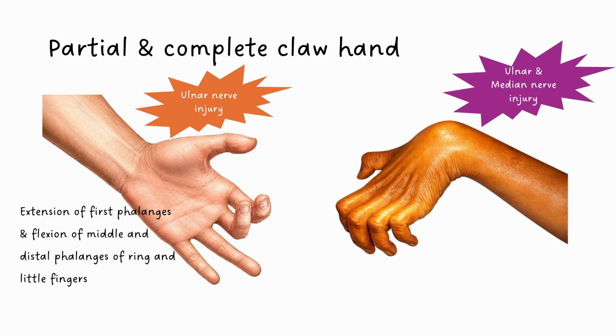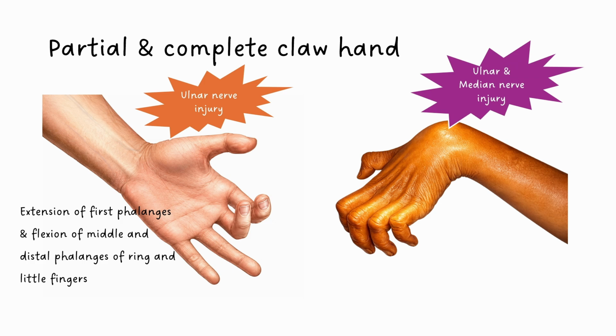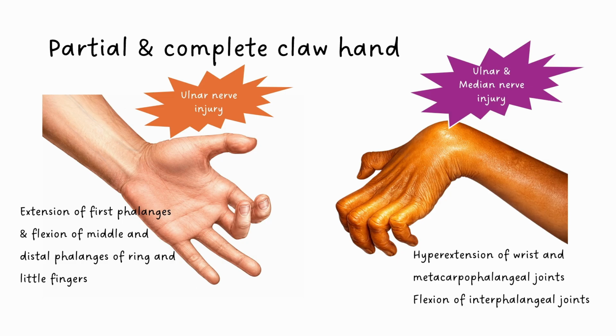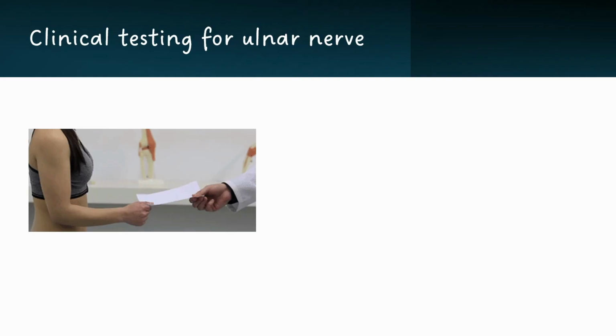Whereas complete claw hand is a combined ulnar nerve and median nerve injury. So when both these nerves are injured, it results in a complete claw hand. And here we see hyperextension of the wrist and metacarpophalangeal joints of all the fingers as well as flexion of the interphalangeal joints of all the fingers. So this is known as the complete claw hand. In complete claw hand, there is injury of both the ulnar as well as the median nerve.